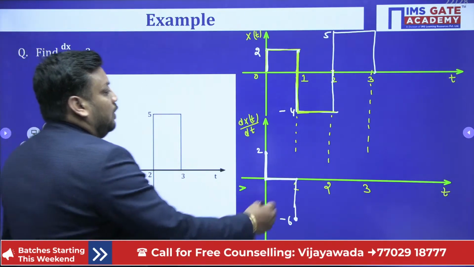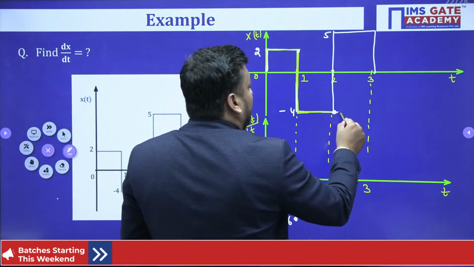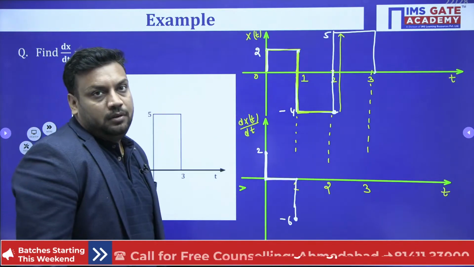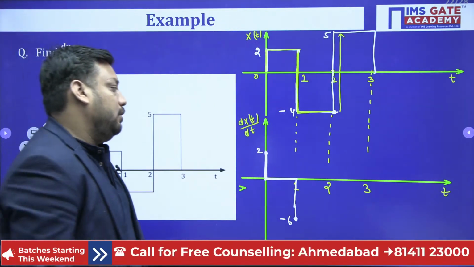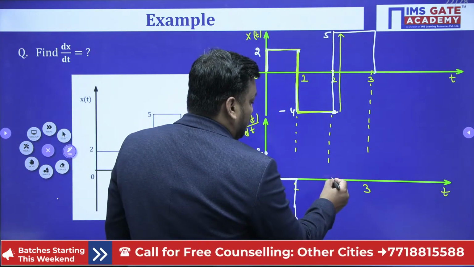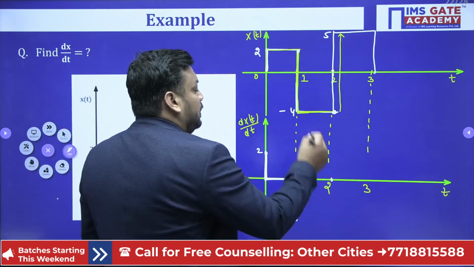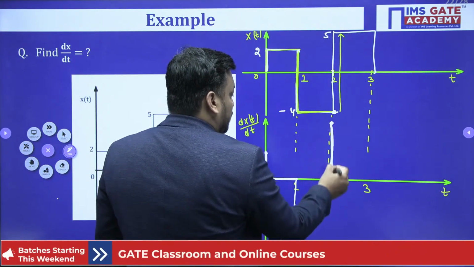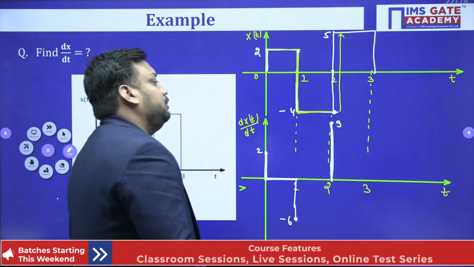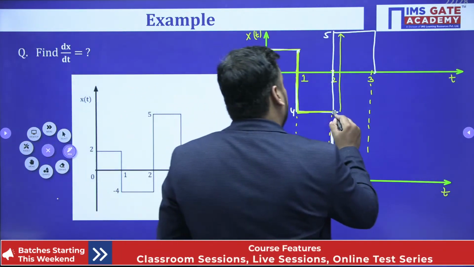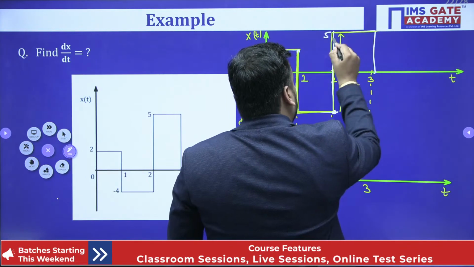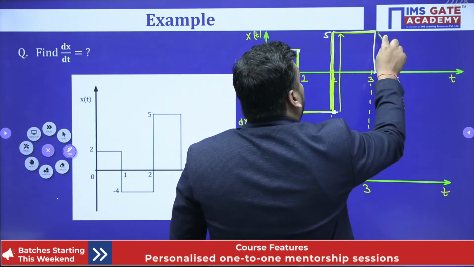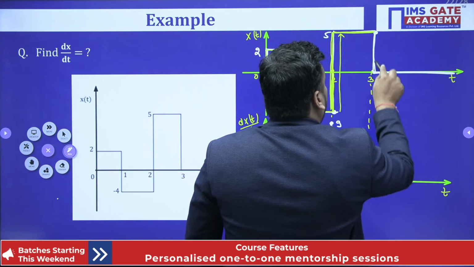And after that, student, what is happening? After that, from here to here we have a positive step. So minus 4 to plus 5, that is plus 9. So as soon as the plus 2 location is concerned, a plus 9 magnitude impulse will be there. Just look like this. Is it clear or not, guys? And after that you are having a decreasing step.